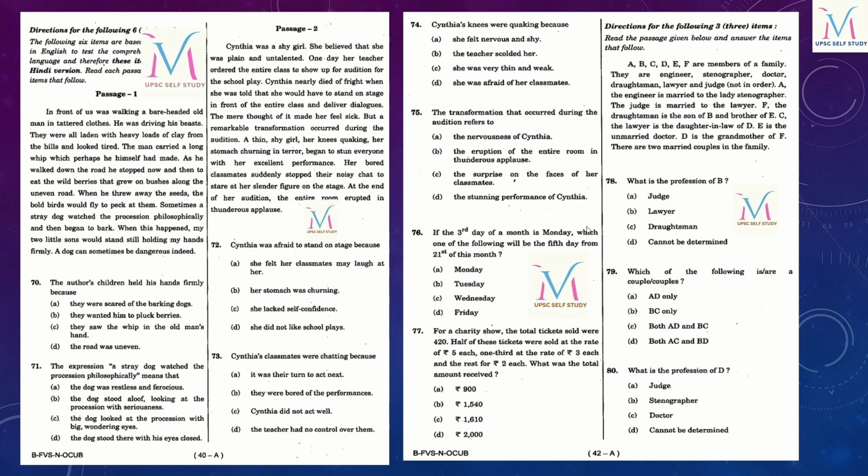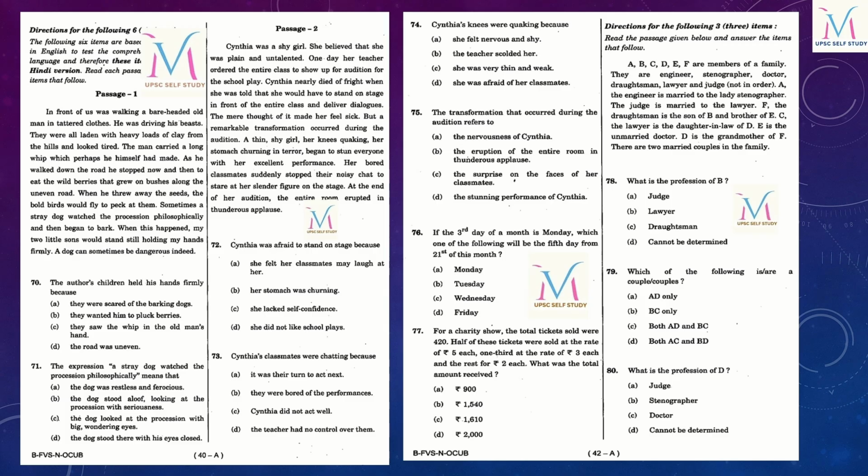72nd question. Cynthia was afraid to stand on the stage because she felt her classmates may laugh at her. Her stomach was churning. She lacked self confidence. She did not like school plays. So she was afraid to stand because she lacked the self confidence. Okay. So for the second 72 question, the answer is C.